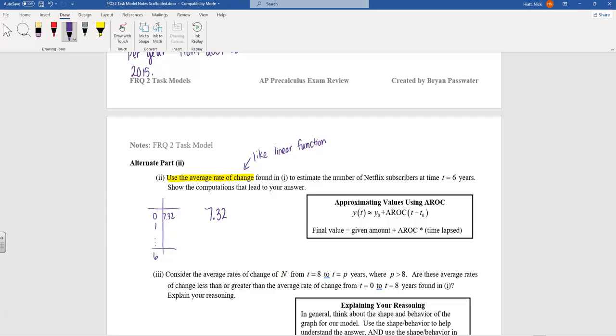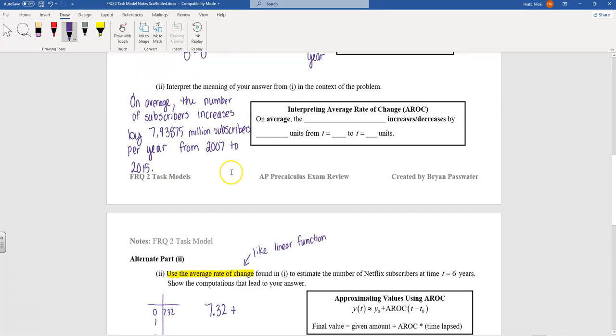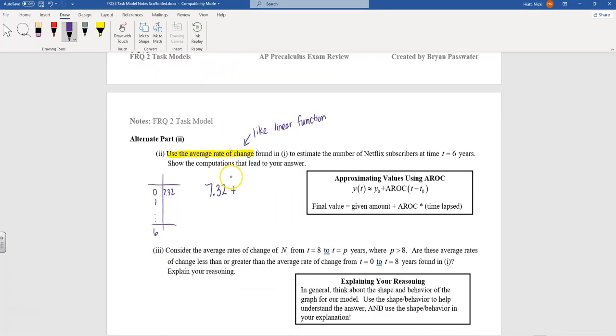I would take 7.32, and you need to show your work, even though this is a calculator active problem. You need to show the grader what you're typing into that calculator. So 7.32, that's what we had at t equals 0. And then each year we're adding 7.93875 times how many years from t equals 0 to t equals 6?